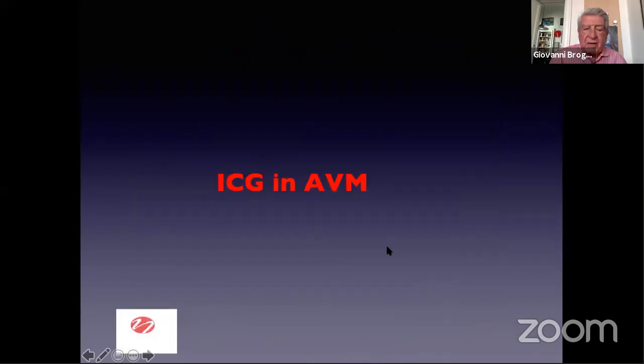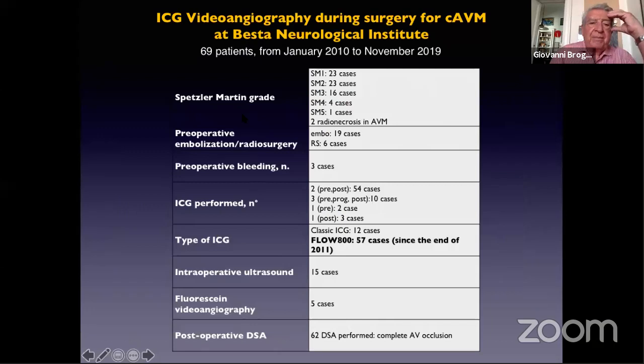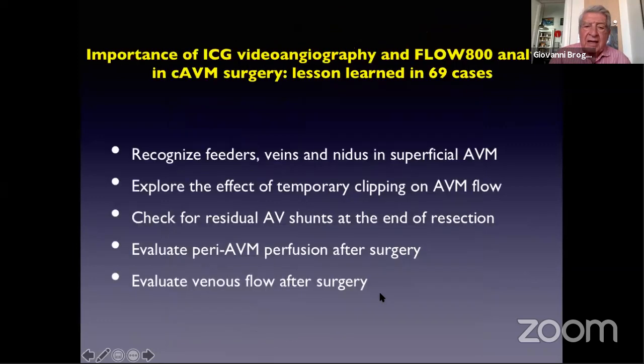Let's forget this one and let's go to AVM. That is our experience. 69 patients. You see here that the Spetzler-Martin grade is quite different. Of course, most of them were grade 1 and 2. Some cases were embolized before. The ICG was always used pre and post, and in some cases we used the ultrasound and the fluorescein via the angiography that we will discuss later on.